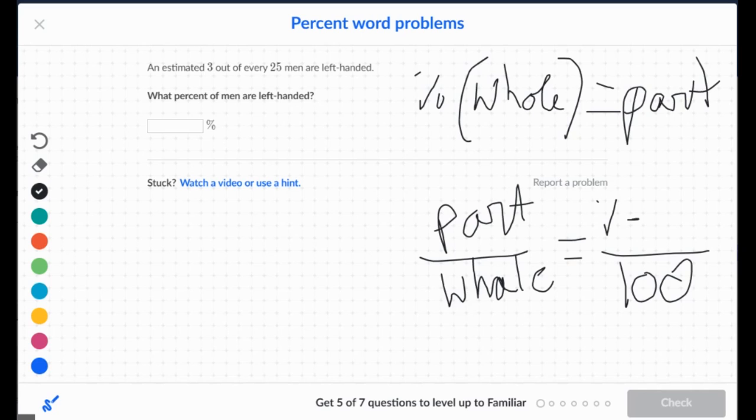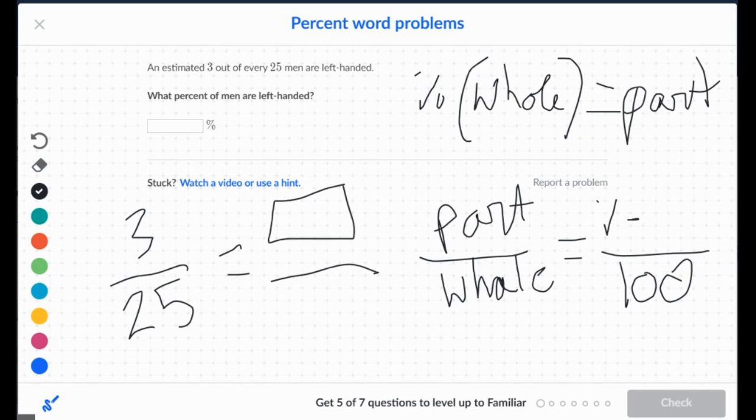So if it says 3 out of every 25 men are left-handed, we can do this two ways. We can either just say 3 out of 25 is equal to what number out of 100. And this is very easy because I know that to get from 25 to 100, I just do times 4. So then 3 times 4 is 12. So it's going to be 12 men out of 100.